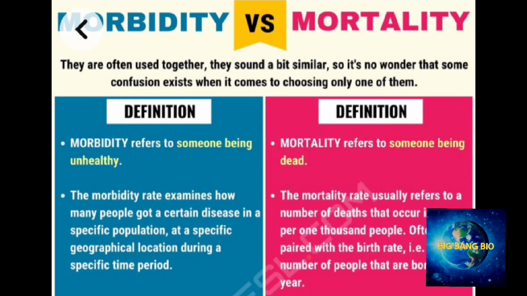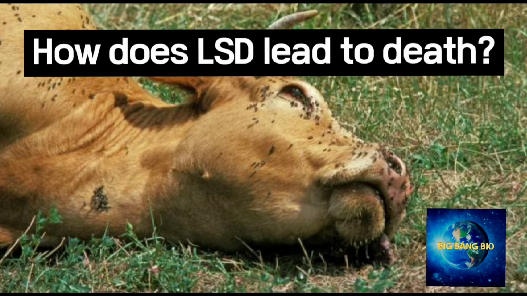They are often used together. They sound a bit similar, so it's no wonder that some confusion exists when it comes to choosing only one of them. Morbidity refers to someone being unhealthy, whereas mortality refers to someone being dead. The morbidity rate examines how many people got a certain disease in a specific population at a specific geographical location during a specific time period, whereas the mortality rate usually refers to the number of deaths that occur in a year per 1,000 people. How does LSD lead to death?